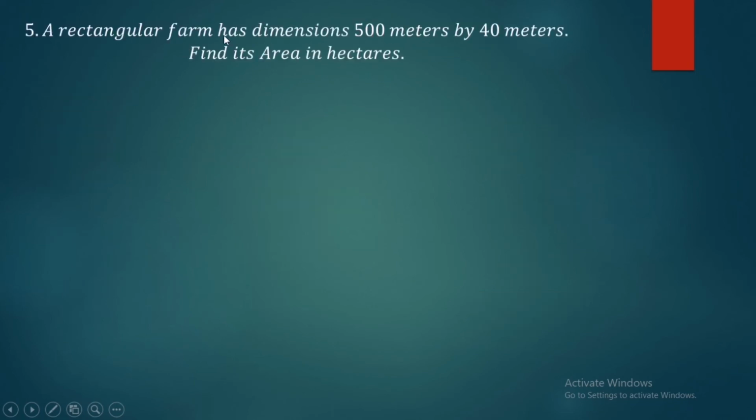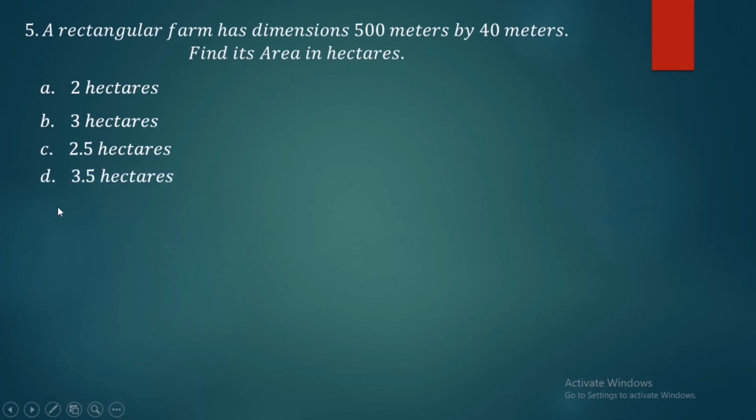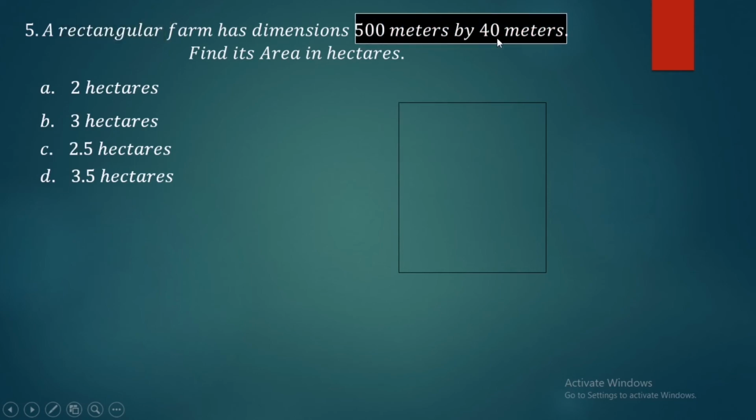Number 5, a rectangular farm has dimensions 500 meters by 40 meters. Find its area in hectares. A, 2 hectares. B, 3 hectares. C, 2.5 hectares. D, 3.5 hectares. Since the plane figure we are referring to here is a rectangle, let's plot the rectangular form. The length is 500 meters and the width is 40 meters.